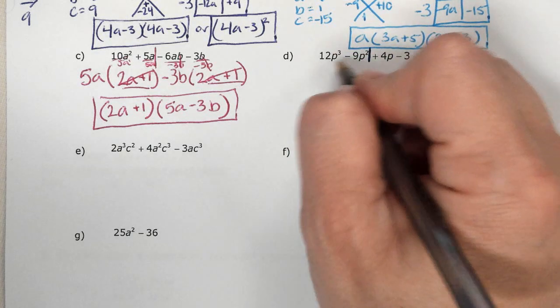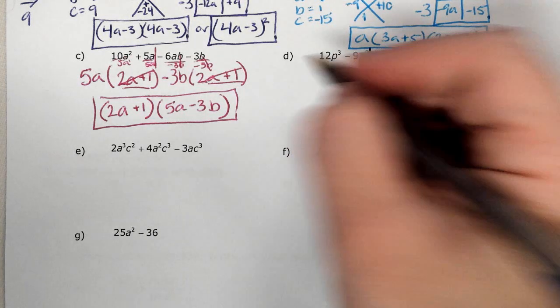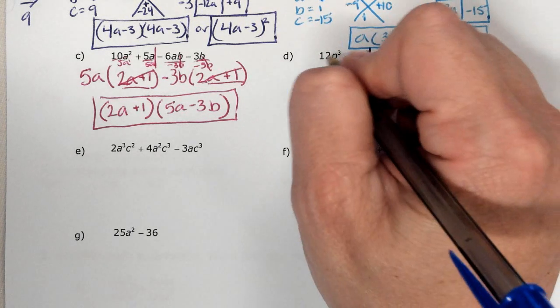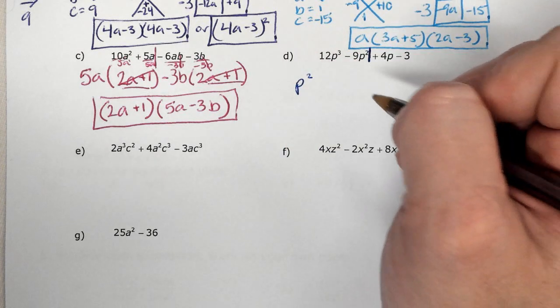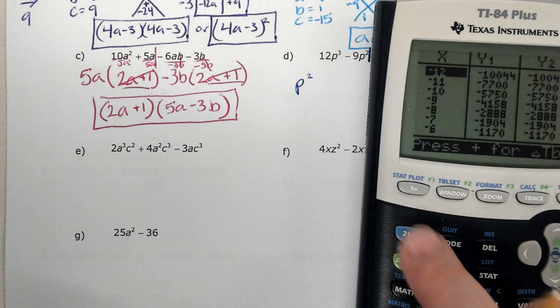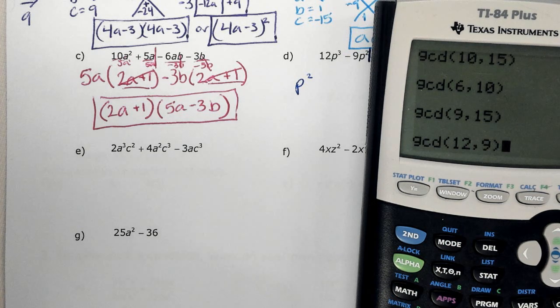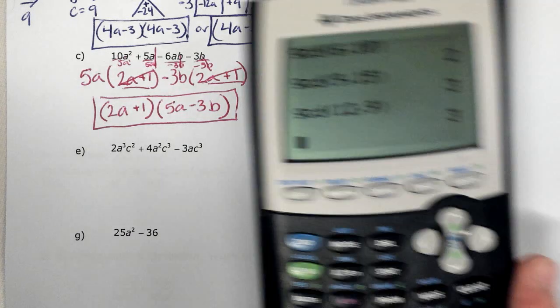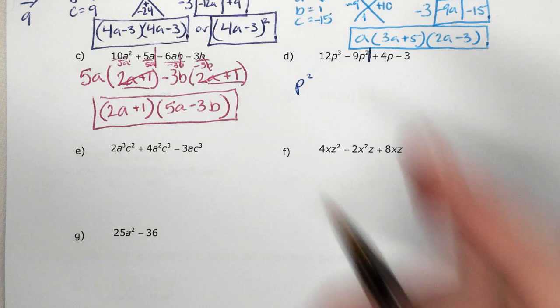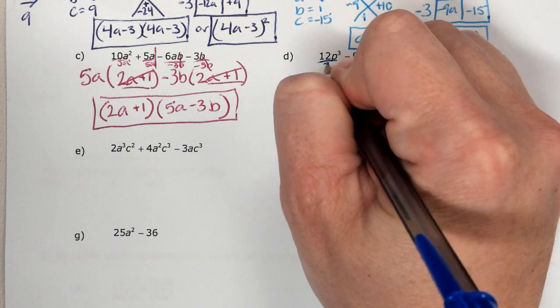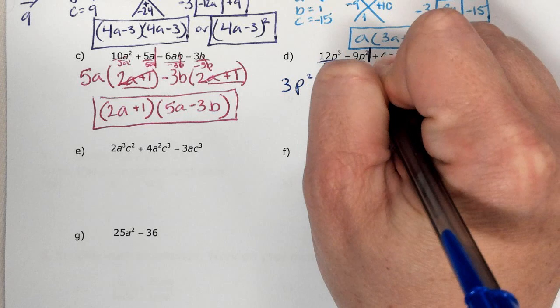Well, this is P cubed, P squared, so we could take out P squared. 9 doesn't go into 12. 3 does go into both of them. Remember, if you're unsure, write 9, 12, comma, 9. And so 3 is my GCF because of that. So we have 3p squared. So divide by 3p squared, divide by 3p squared.